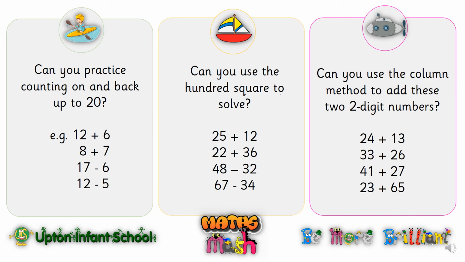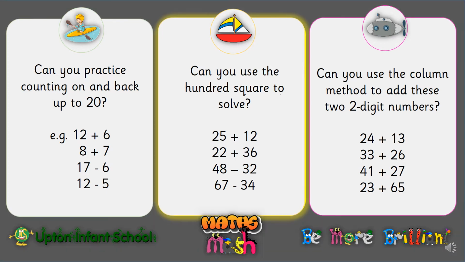So if you would like to help your child a little more at home, then we have some questions for you here. So first of all, most children should be able to attempt these questions using the 100 square to solve by adding on the ones and adding on the tens. And at the end of this video, a 100 square will appear on the screen.